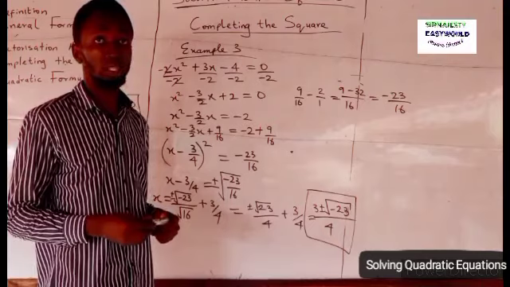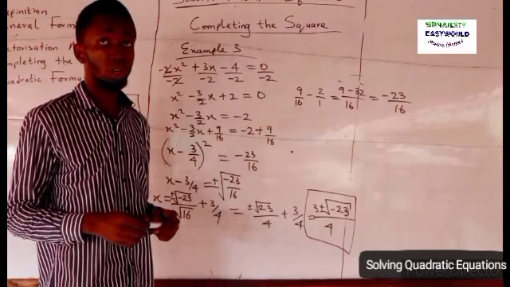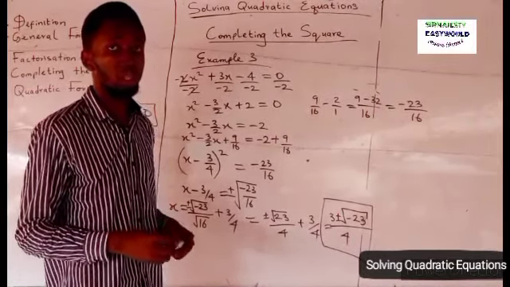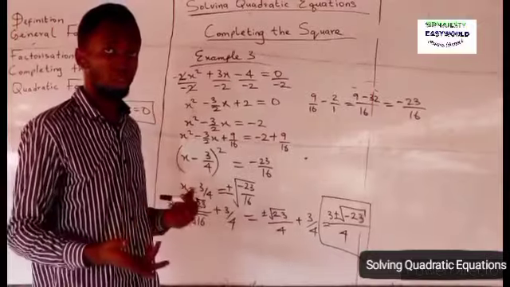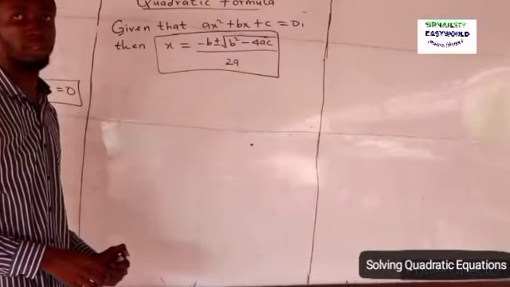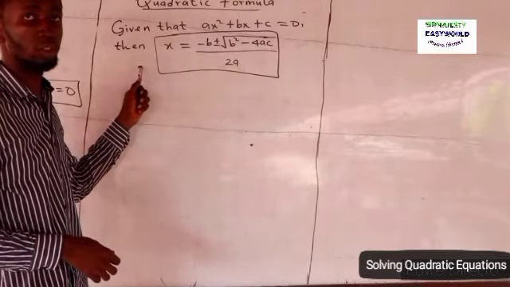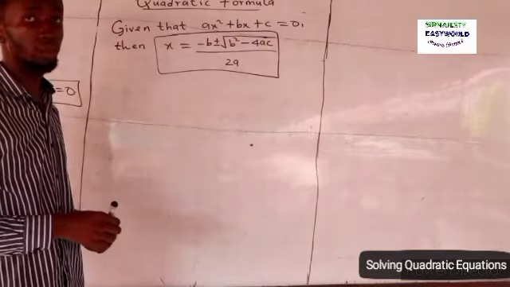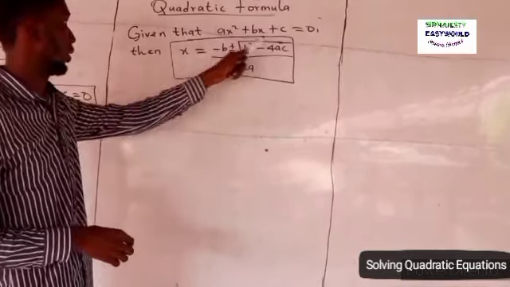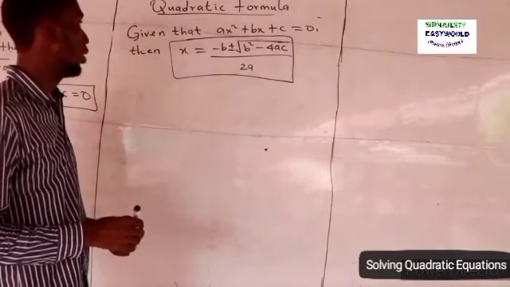Now we are going to move on to the quadratic formula, which some of you call the almighty formula. But the correct name is quadratic formula, of course. So I'm going to show you how to use the quadratic formula to solve quadratic equations. Okay, so the last method we're going to see here is using the quadratic formula. What I've just written on the board, the one in a rectangle, is known as the quadratic formula.